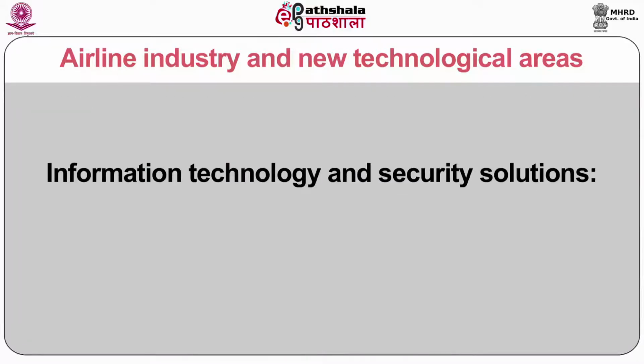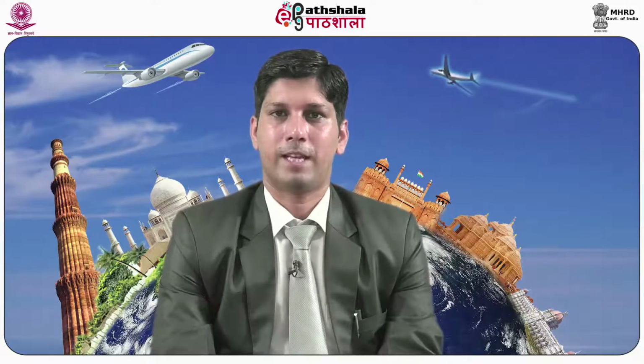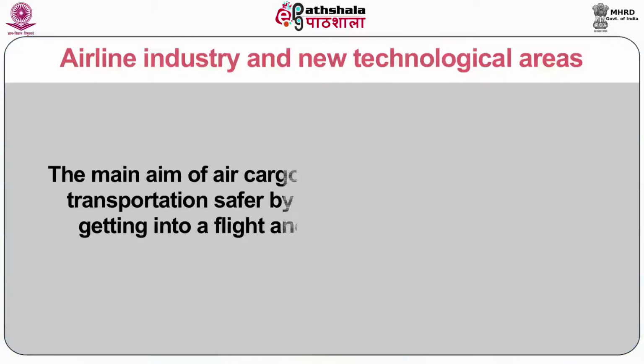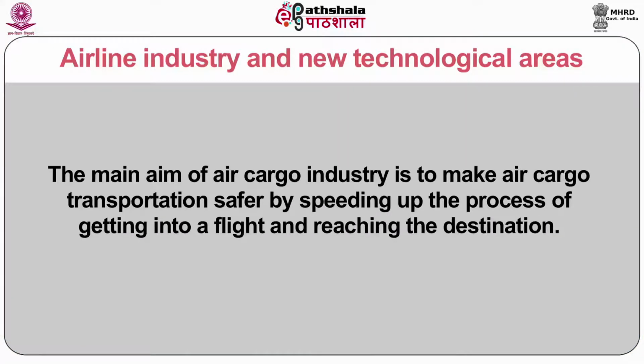Let us now discuss information technology and security solutions. Information technology plays a very important role in security solutions provided by the airport. The new arrangements are accepted by passengers because it is for the benefit of the passenger. The passenger accepts the positive changes in the security arrangements, but at the same time, they are not interested in the negative impacts of the security solution. The main aim of the air cargo industry is to make air cargo transportation safer by speeding up the process of getting into a flight and reaching the destination.